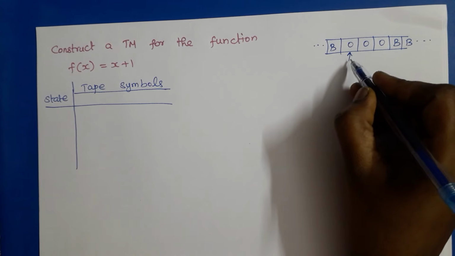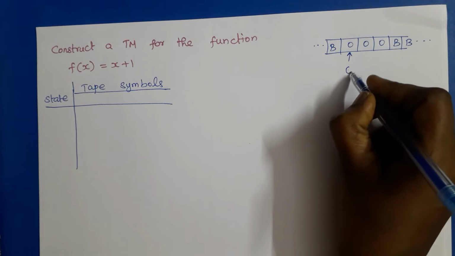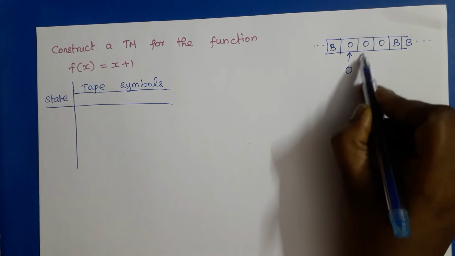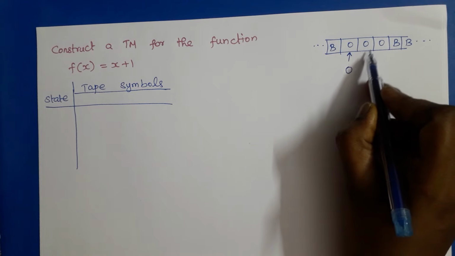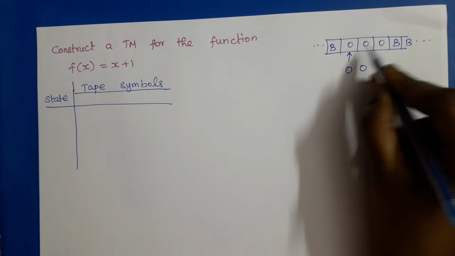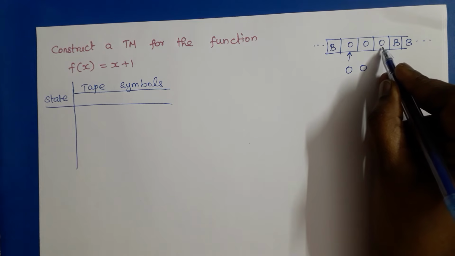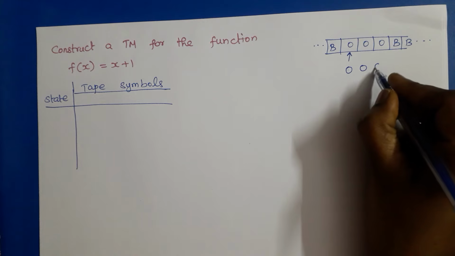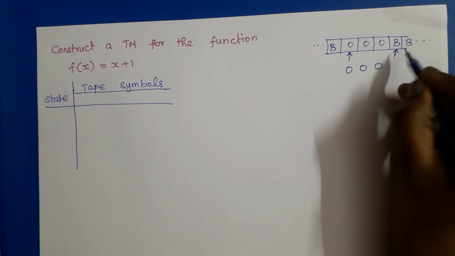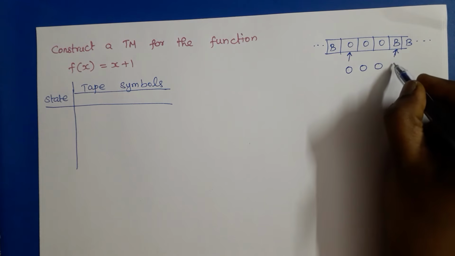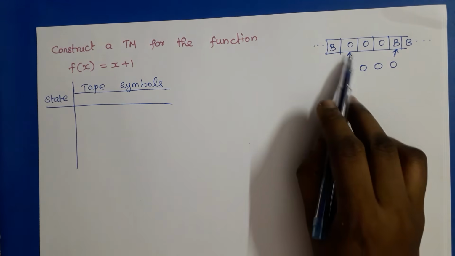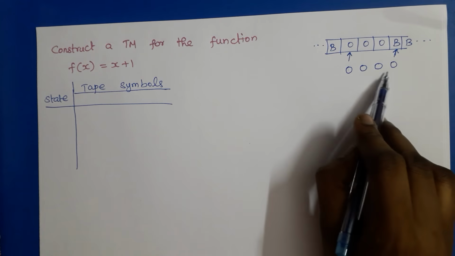So initially we are scanning 0, so no change in 0. Then the tape head should move on to the right side. Then the next symbol is also 0, so no change in 0. Then it should move to the next symbol. It is also 0, so no change in 0. Next, the tape head is scanning blank. Now this blank should be replaced by 0, and then we can enter into the final state. So now the tape has 4 zeros.